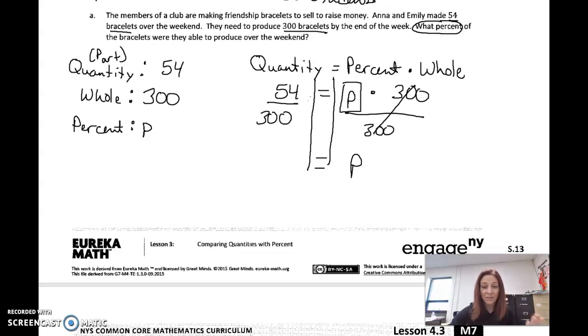Grab a calculator. 54 divided by 300. This is what I mean. Some people might guess right that we divide, but they might go 300 divided by 54. Write it in the equation. You don't even have to worry about it. Do what it tells you. 54 divided by 300, and we get 0.18.